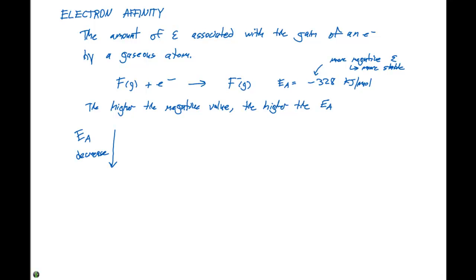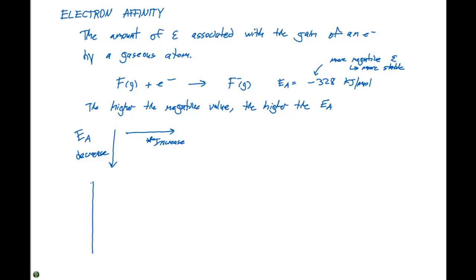And our general trend for electron affinity, it's going to decrease as we go down a group in the periodic table, and it's going to increase as we move across a period. And again, I put a little star next to the increase because this is not a linear trend. So we can analyze this trend again for the elements in the second period of the periodic table.